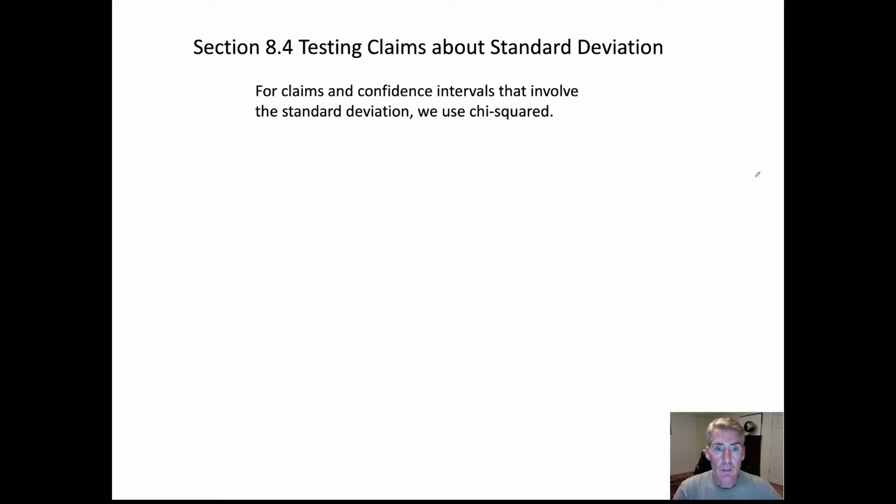Hi there. Section 8.4, one more section about testing claims, this time the standard deviation. Whenever we're using a single standard deviation, we're going to be using chi-squared, which is this little formula right here. It's got n minus 1 times s squared divided by sigma squared. The s will be coming from the sample information, and the sigma is going to be coming from the claim.